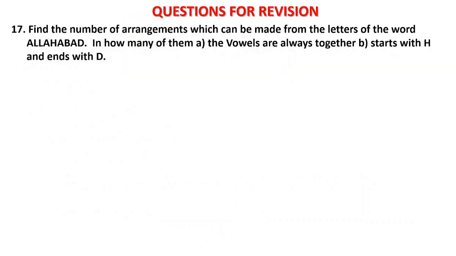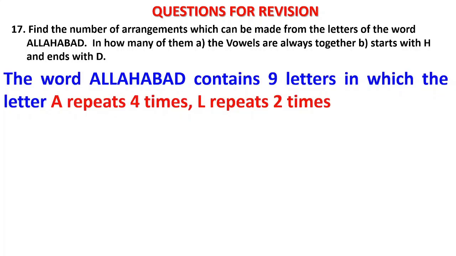Let us go to question number 17. This is from permutation. Find the number of arrangements which can be made from the letters of the word Allahabad. In how many of them are the vowels always together? And question B is: starts with H and ends with D. Let us first answer the first question. Number of arrangements in Allahabad.